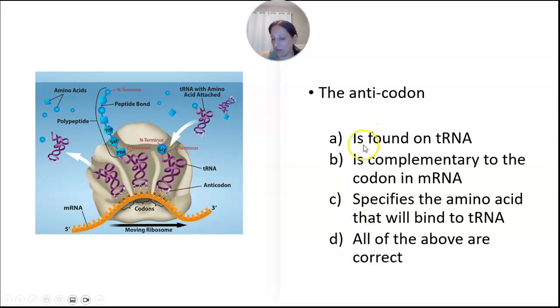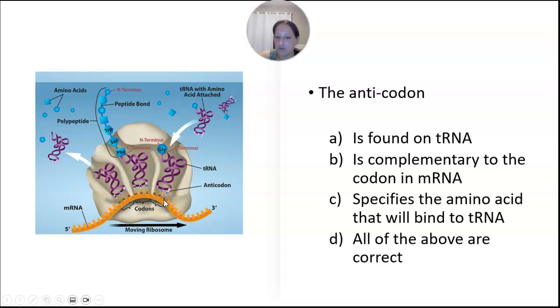All of these. So yeah, it's found in the tRNA at the base of it, right? It is going to be complementary to the codon in mRNA. And third, it specifies the amino acid that will bind to the tRNA, right? So if I look at these tRNAs before they bind to the ribosome, the little blue circle in this case, or diamond, whatever is attached to it, that's the specific amino acid. And the amino acid that binds is specific to the anticodon, which is complementary to the codon.